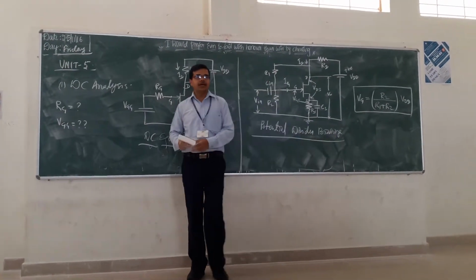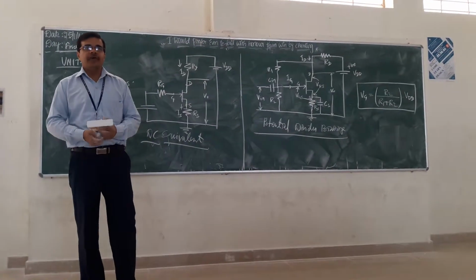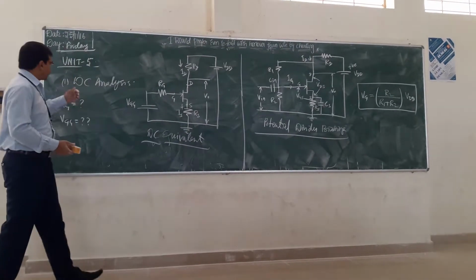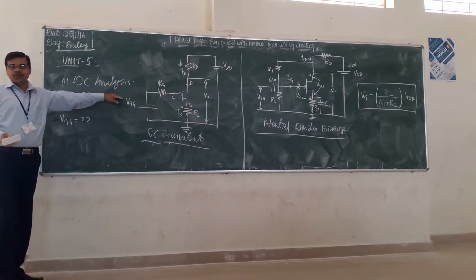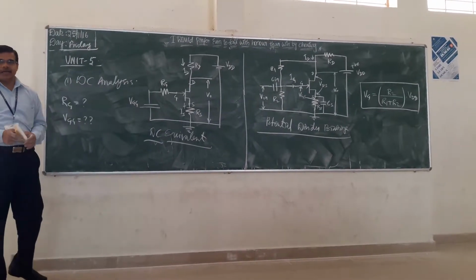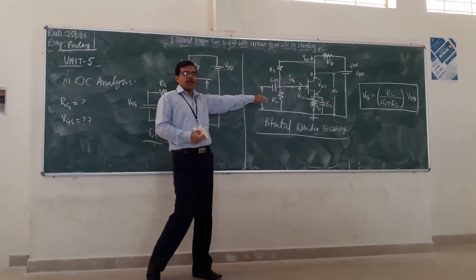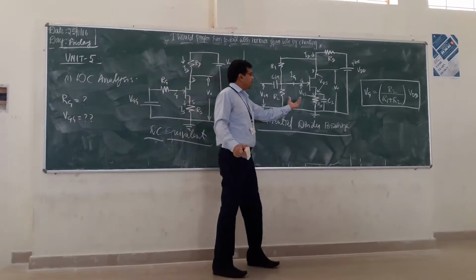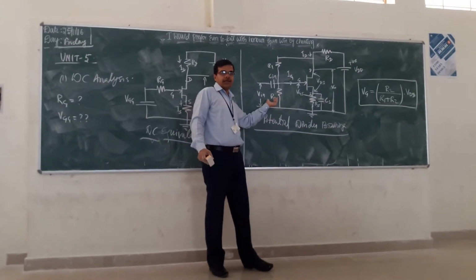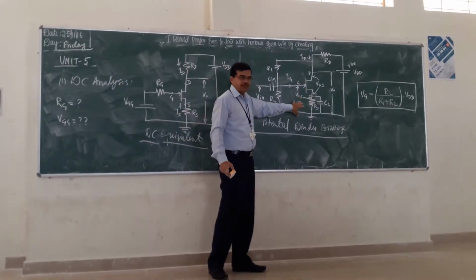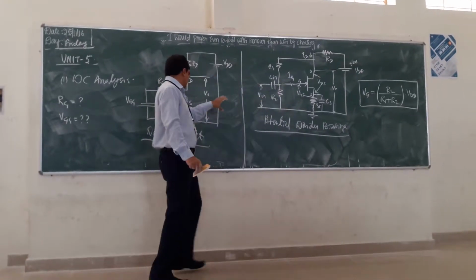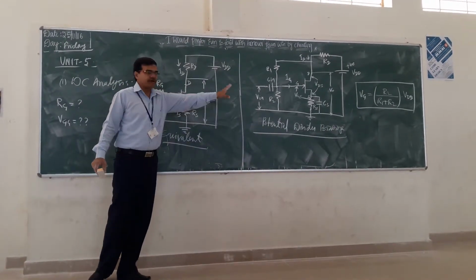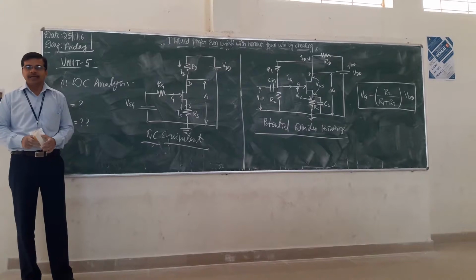Potential divider biasing network. This potential divider biasing network, we are using it as an amplifier. When we are using it as an amplifier, we are going for finding the DC analysis. In case of DC analysis, wherever you have the capacitor, it will be open circuited. From this potential divider biasing network, we get this circuit. This is the DC equivalent circuit of the potential divider biasing network.